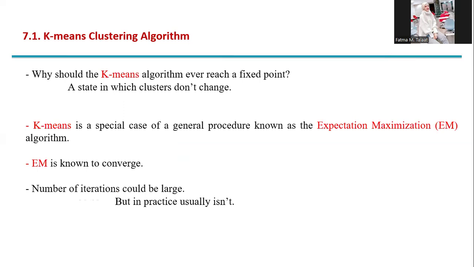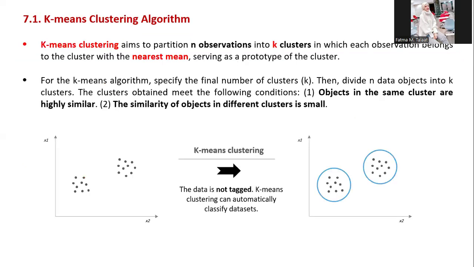Why should the k-means algorithm ever reach a fixed point state in which clusters don't change? K-means is a special case of a general procedure known as expectation maximization (EM). EM is known to converge. The number of iterations could be large, but in practice usually isn't.